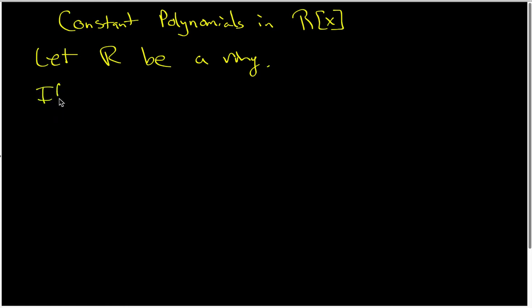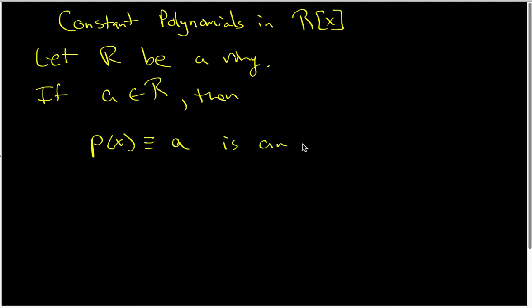Now, if I take a inside of R, then the polynomial p(x) identically equal to a is an element of the ring of polynomials over R, in other words, R[x].